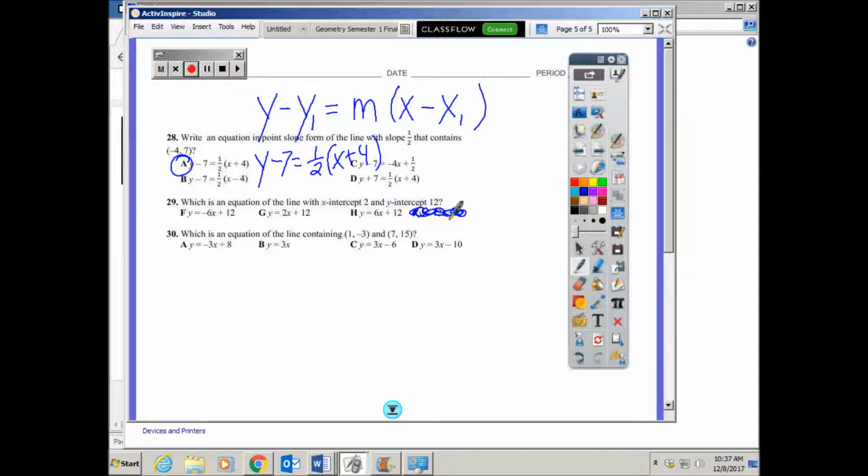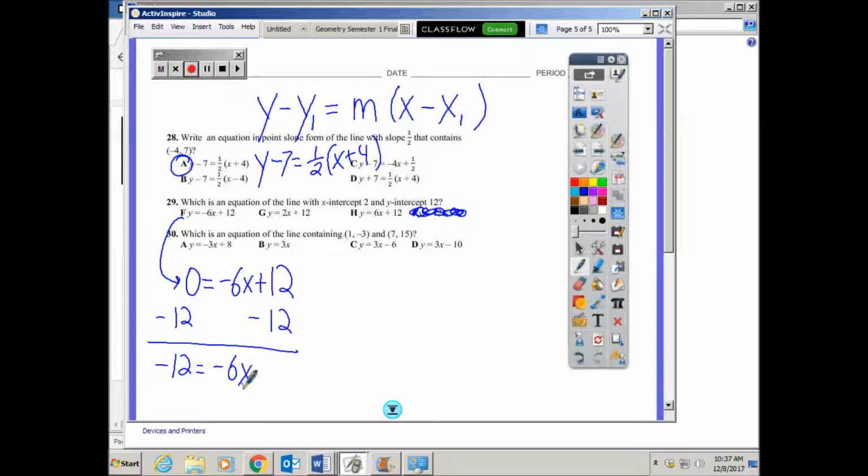To find your x-intercept, your y-intercept is where x is 0. So your x-intercept is where y is 0. That means you need to do some guess and check. So I'm going to substitute in 0 for y, and I'm going to solve for x. And when I do this, I get that x is equal to 2.